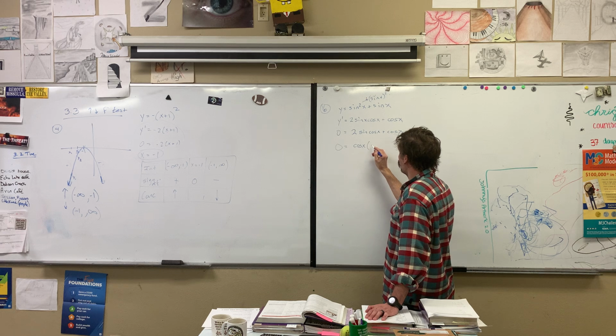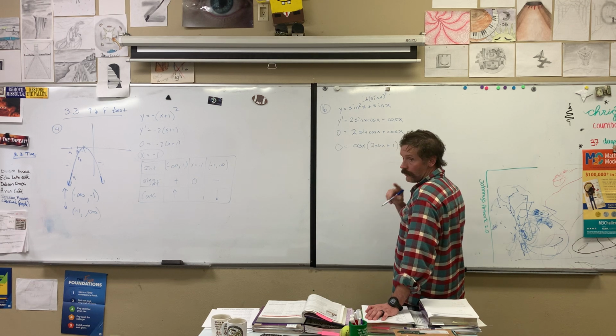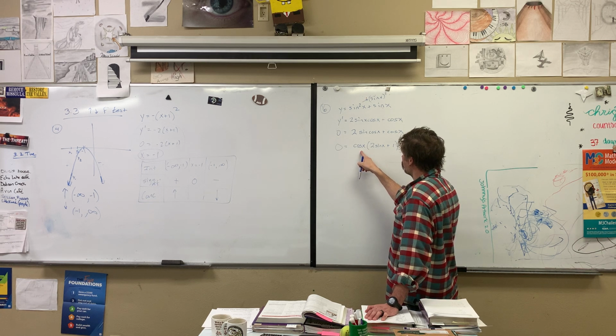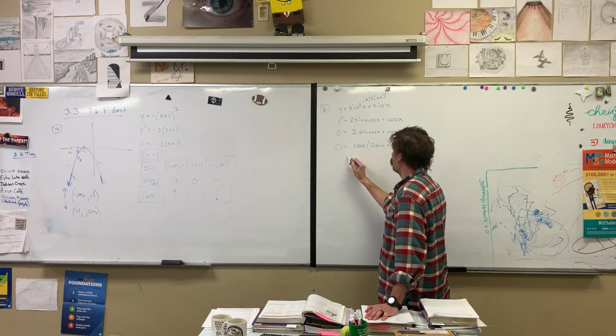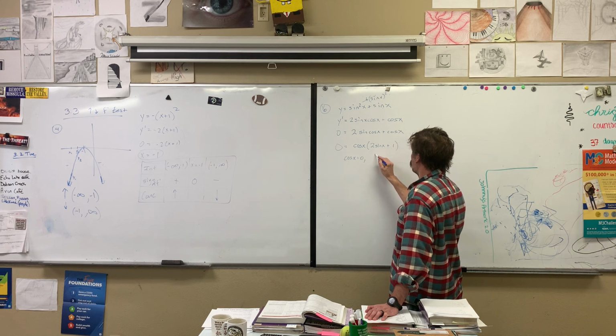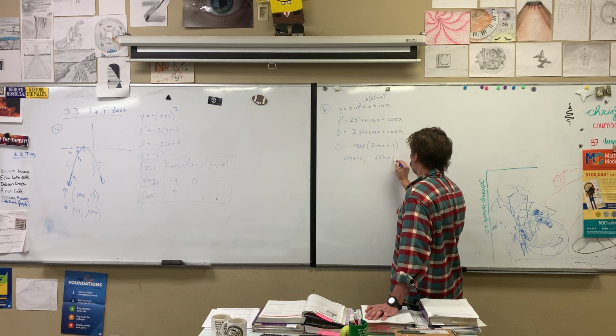So if you take out a cosine x, you have 2 sine x plus 1. So you are curious, where does cosine x equal 0? And then where does 2 sine x plus 1 equal 0? So where does cosine x equal 0, and then 2 sine x plus 1 is equal to 0?